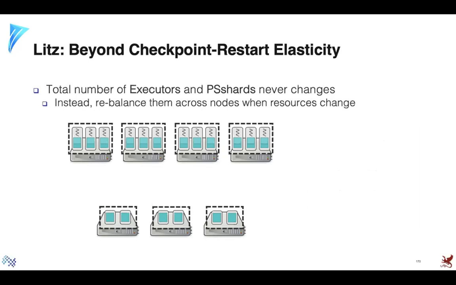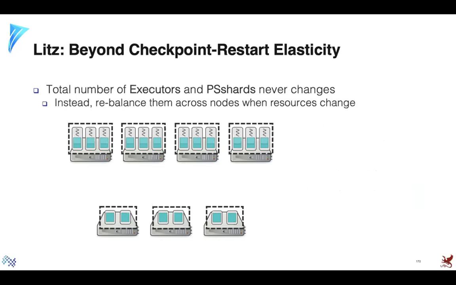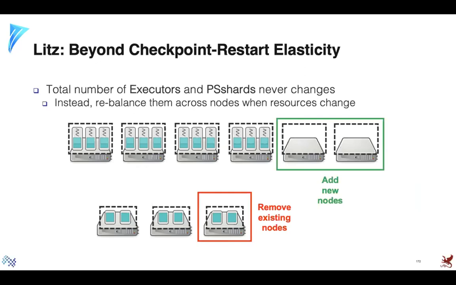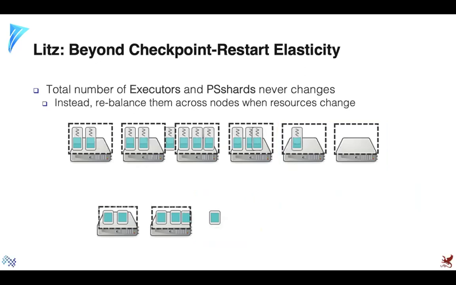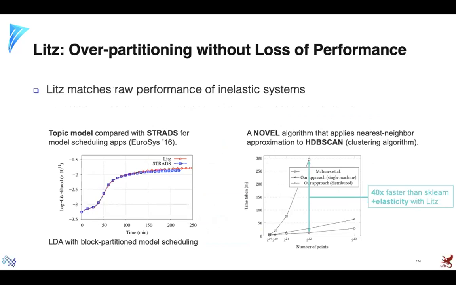LITS implements elasticity by over-partitioning the data parameters into a large number of logical workers and logical parameter servers. And the total number of executors and parameter servers doesn't change. However, when more resources are introduced or taken away, the executors and PS shards are rebalanced dynamically across machines. In this way, we're able to do elasticity without saving the entire state to a distributed file system and loading it back again. And LITS can actually implement elasticity without loss of training performance. So LITS matches the raw performance of inelastic systems.